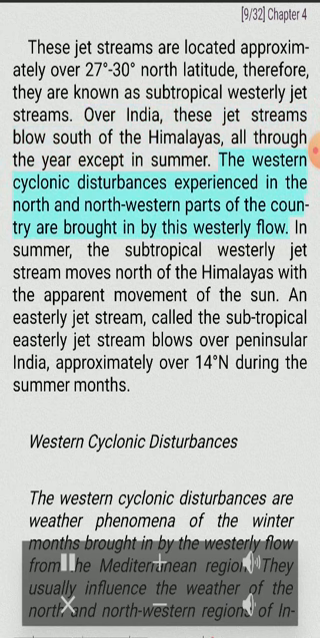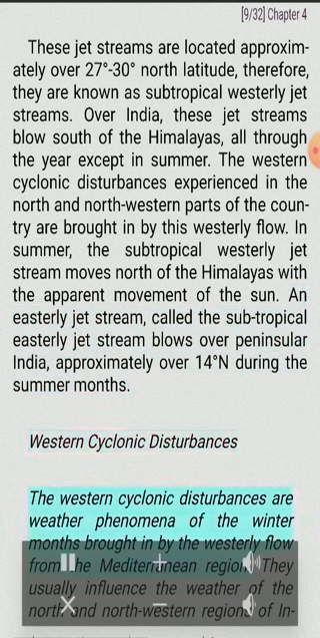The western cyclonic disturbances experienced in the north and northwestern parts of the country are brought in by this westerly flow. In summer, the subtropical westerly jet stream moves north of the Himalayas with the apparent movement of the sun. An easterly jet stream, called the subtropical easterly jet stream, blows over peninsular India, approximately over 14 degrees north during the summer months.